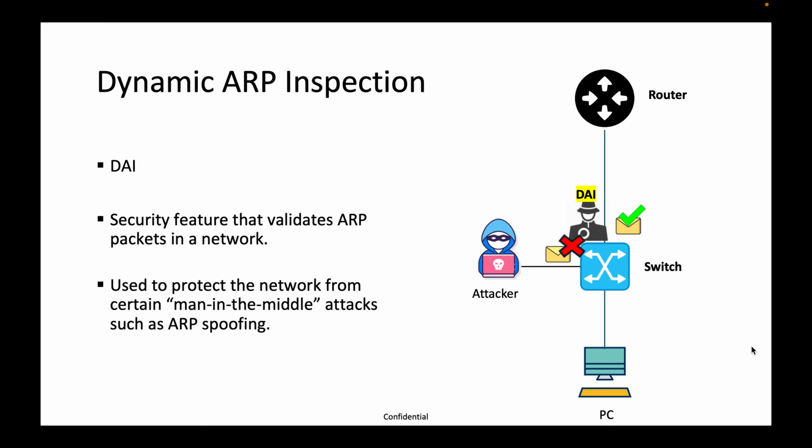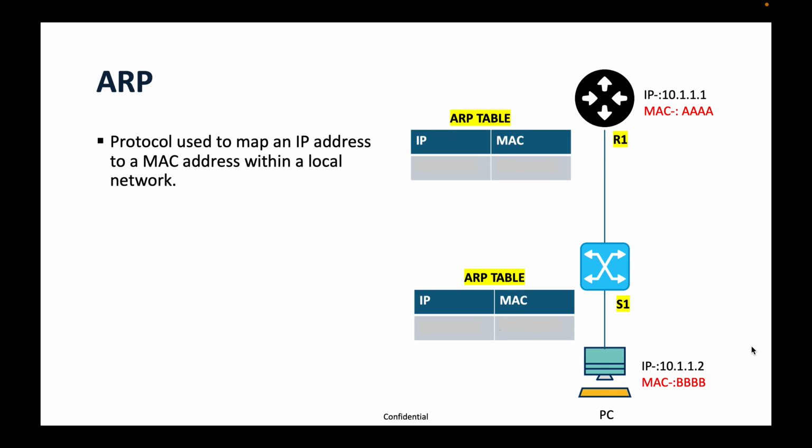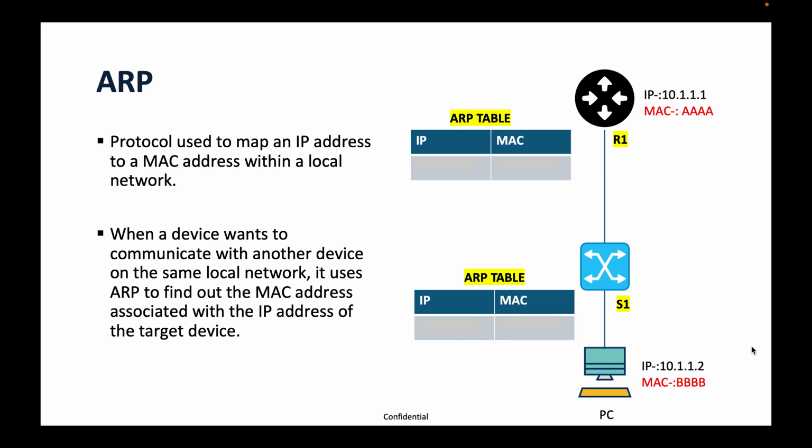So before we go ahead and discuss more about DAI and how DAI stops ARP spoofing attacks, let's have a quick overview of what ARP is. ARP is a protocol used to map an IP address to a MAC address within a local area network. So when a device wants to communicate with another device on the same local network, it uses ARP to find out the MAC address associated with the IP address of the target device.